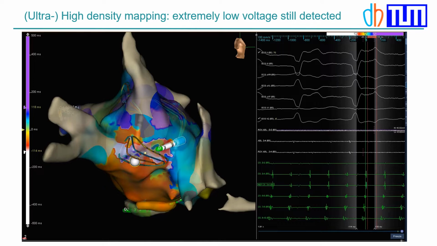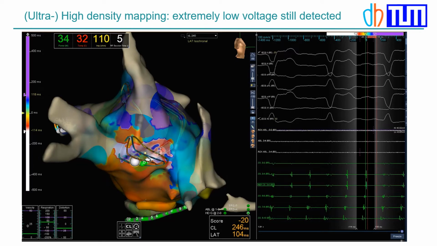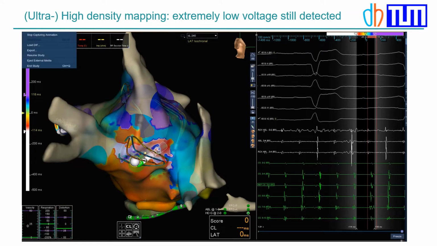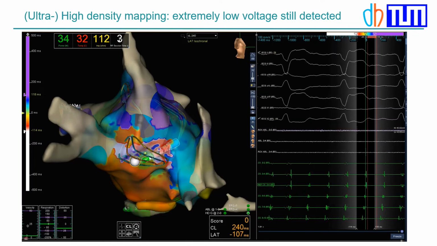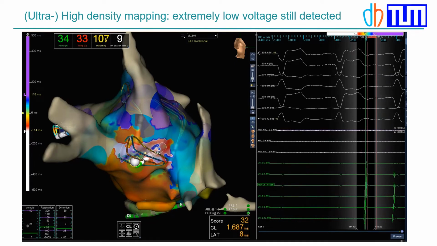So if we ablate here, you can appreciate that after a few seconds of ablation, the atrial tachycardia stops, which is, of course, what we wanted to do. So no signals in the ablation catheter, but still it's the right spot, and we could not have detected this with the ablation catheter.